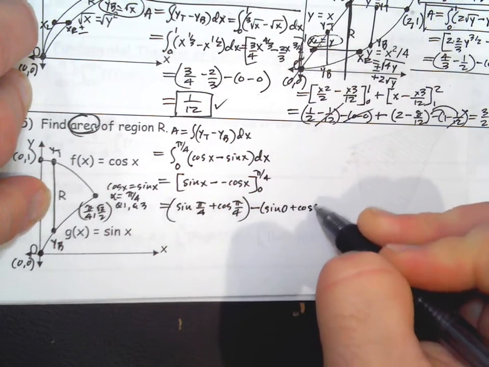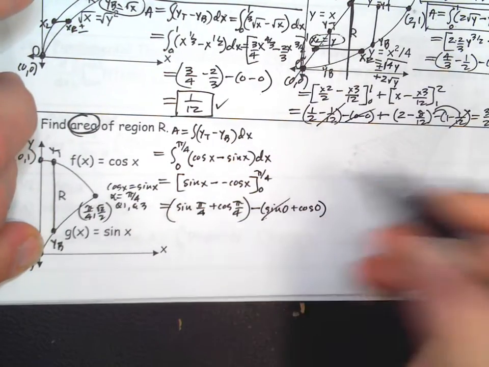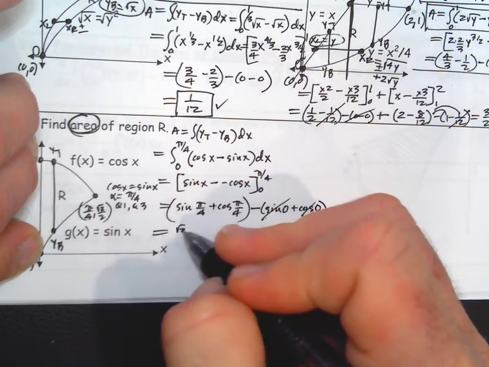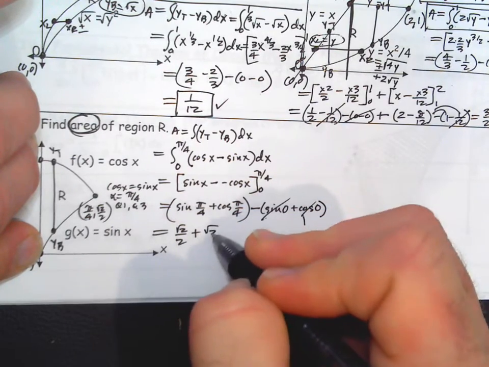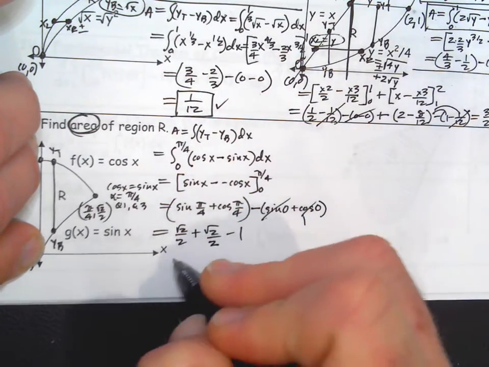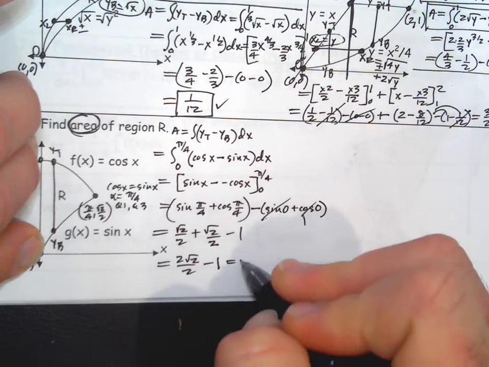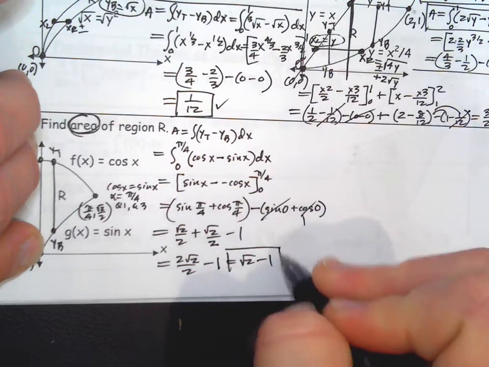Now cosine 0 is not, see, this is a good example. Sine 0 is 0, but this is 1. Now these are both root 2 over 2, minus 1. So it's 2 root 2 over 2 minus 1. So it's root 2 minus 1. Simplified answer, exact.